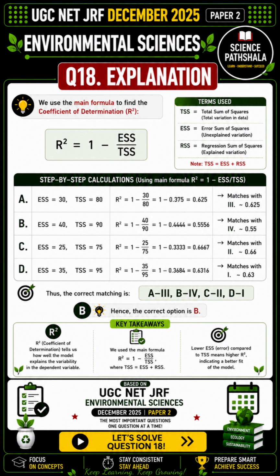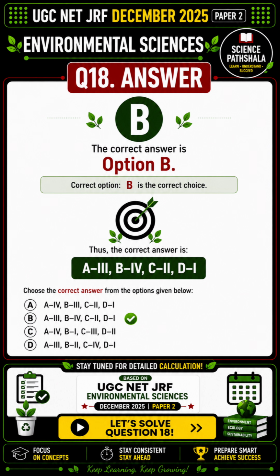So in case of B, ESS is 40 and TSS is 90, so r square here is 0.55. In case of C, r square here is 0.66, and in case of D, finally r square here is 0.63. So therefore the final matching becomes A with 3, B with 4, C with 2 and D with 1. Hence the correct option is B.